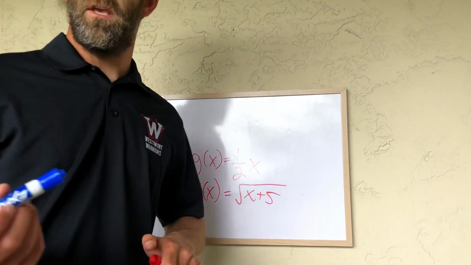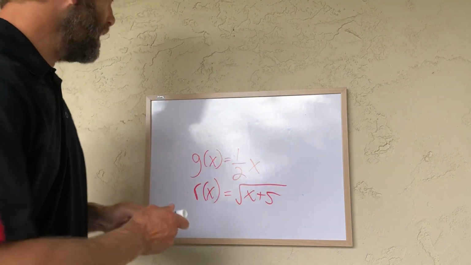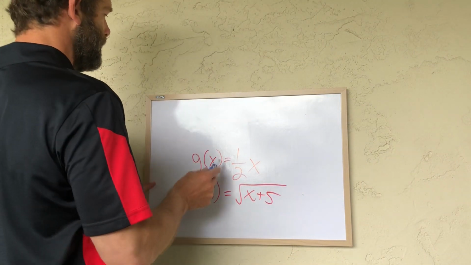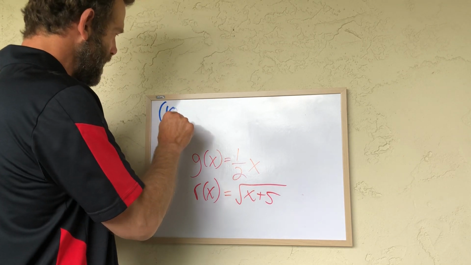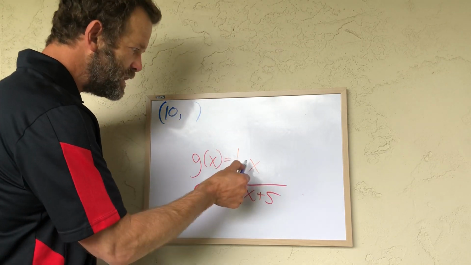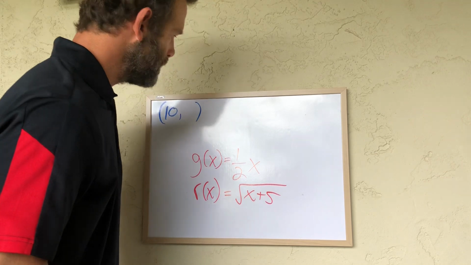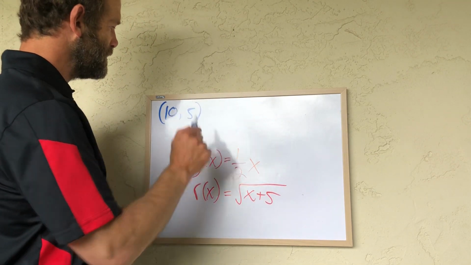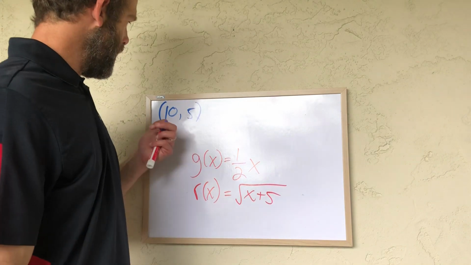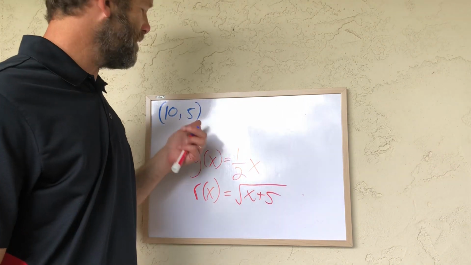Okay, so if you try these, let's start off with g of 10. I'm just going to create these as coordinates, because whatever you're plugging into your x is your x value. Whatever it spits out is your y value. If I plug 10 into my x, half of 10 is 5. That's g of 10. For a 10 value on the x, I have a 5 value on the y.